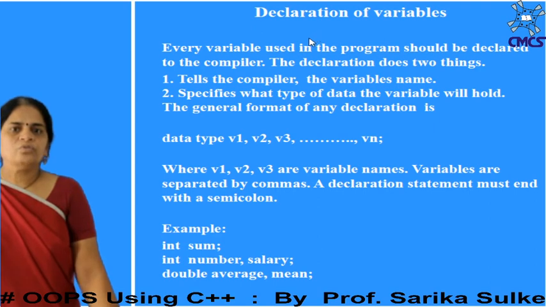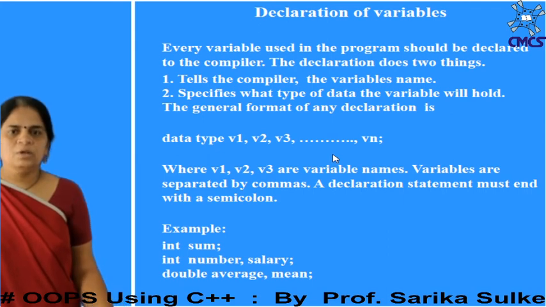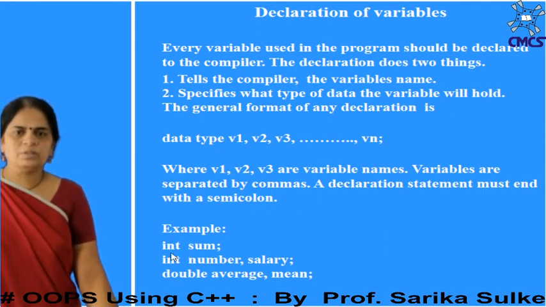Declaration of a variable tells the compiler about the variable name and the data type of the variable. Its format is data type v1, v2, v3 up to vn, where v1, v2, v3 up to vn are the variable names. For example, here one example is given: int sum. Here variable sum is declared as the integer data type. In the next example, two variables, number and salary, are declared as the integer data type. And in the next example, double average, mean. So average and mean are the two variables of the data type double.